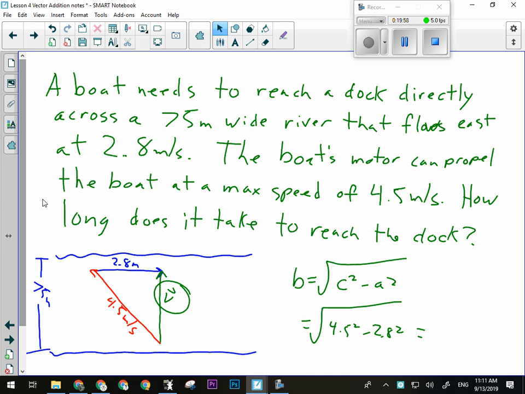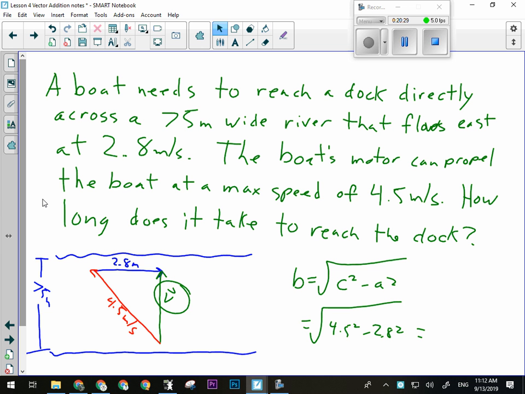So what I need to find is how fast am I actually going across? Because I know it's not 4.5. So I use the Pythagorean Theorem, but I use it backwards. Since I know the hypotenuse, I look for one of the sides that contributes to it. So instead of a squared plus b squared equals c squared, I use c squared minus a squared, and I get the other side. I'm basically just manipulating the Pythagorean Theorem.